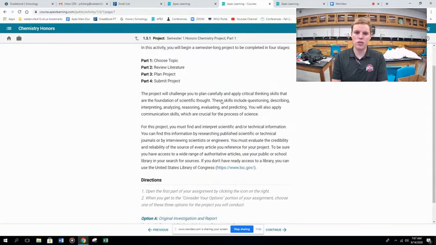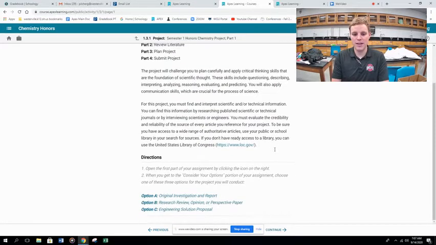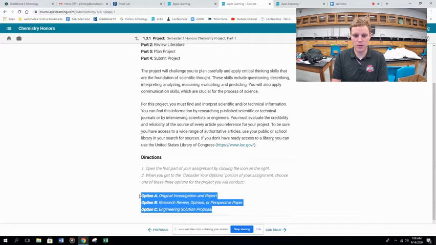So you're going to choose some sort of topic of interest to you. Maybe it could be about extinction rates for a particular animal or species. Maybe it could be about greenhouse gases, just something like that. And then once you pick your topic, you're going to pick one of 3 types of research paper that you're going to do.